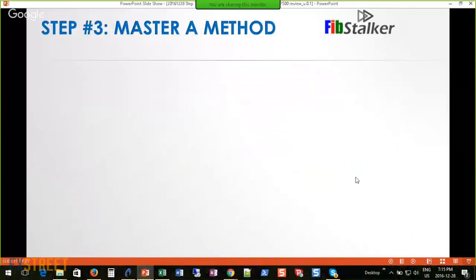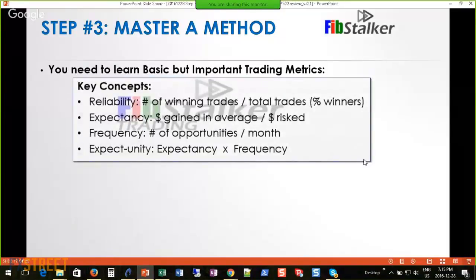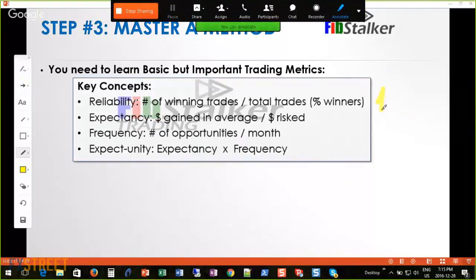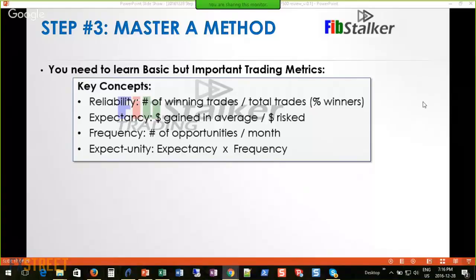All right, so how do we master a method? You need to learn basic but important trading metrics before you master a method in order to evaluate that method. And I mentioned the expectancy before. It's one of the key concepts here. Together with expectancy, we have reliability, which is really the number of winning trades divided by the total number of trades, and that's the percentage of winners, if you want. 1 minus the reliability gives us the percentage of losers, because winners plus losers have to equal 1, which is, sorry, 100%, of course.